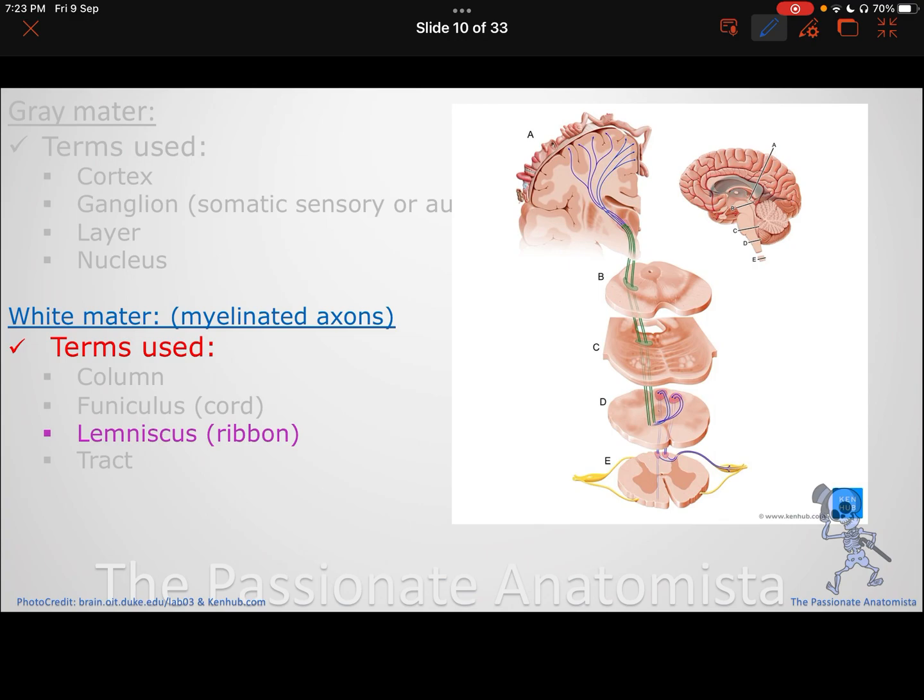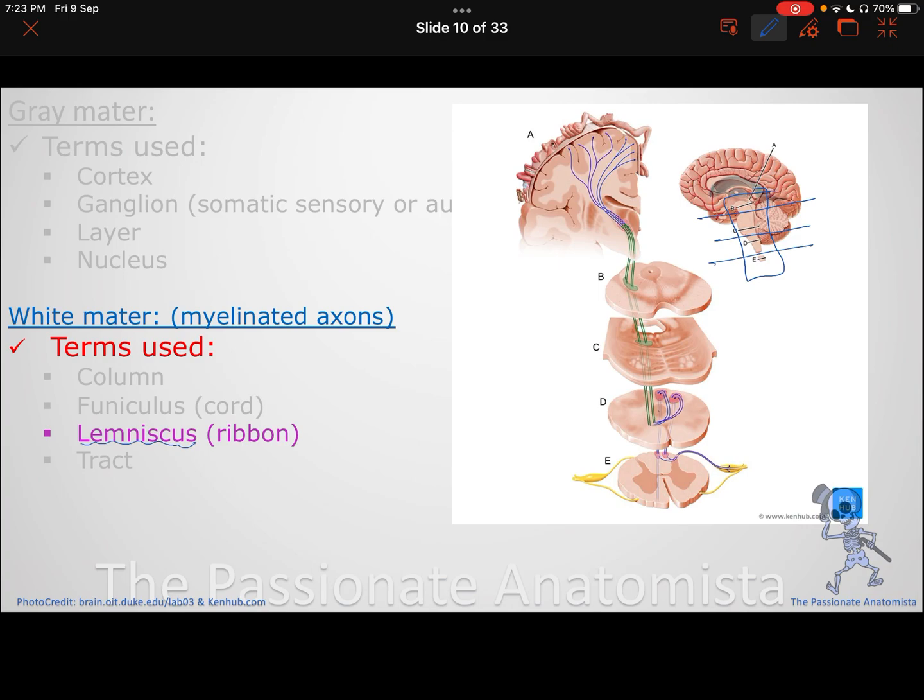And that ribbon is basically, we will hear the word lemniscus in the brainstem. You guys are going to get into the brainstem. We're going to talk about the parts of the brainstem, the midbrain, the pons, and the medulla. And we're going to see the tracts that are traveling up and down. They're going to change their names into lemnisci.